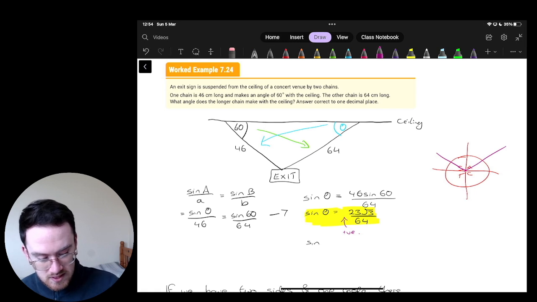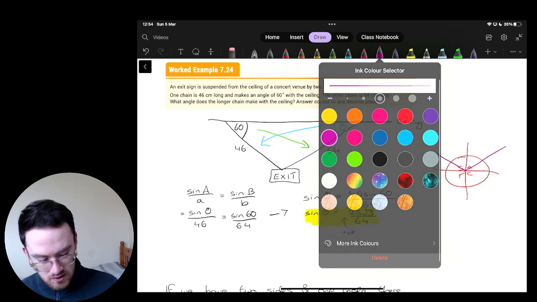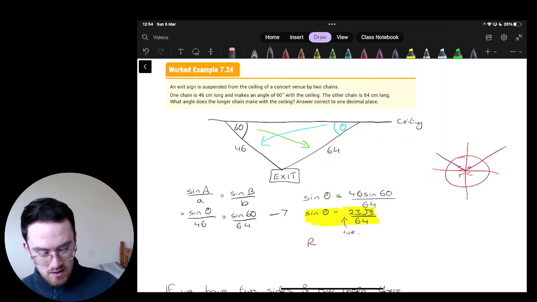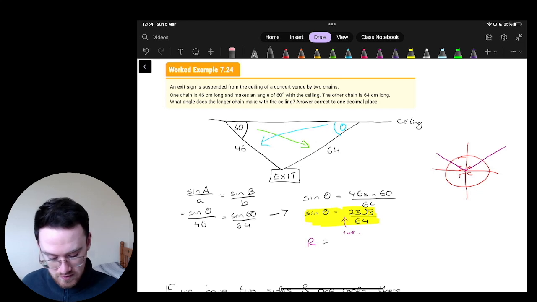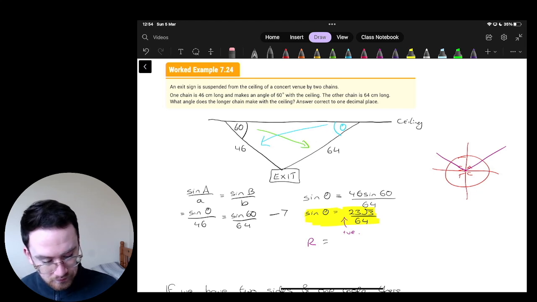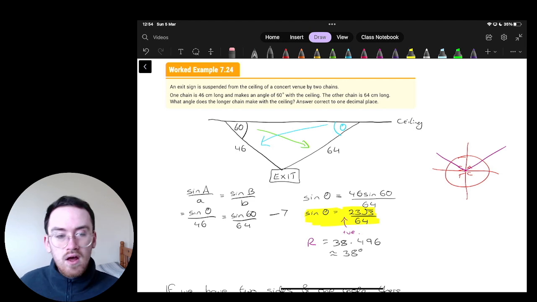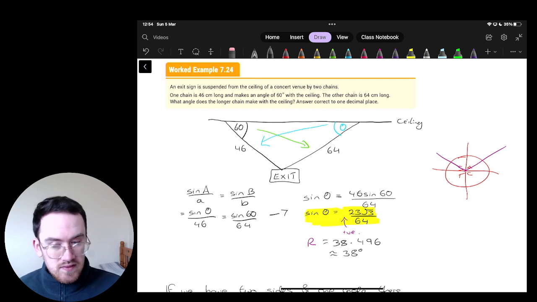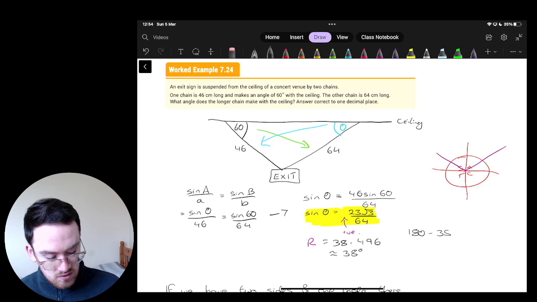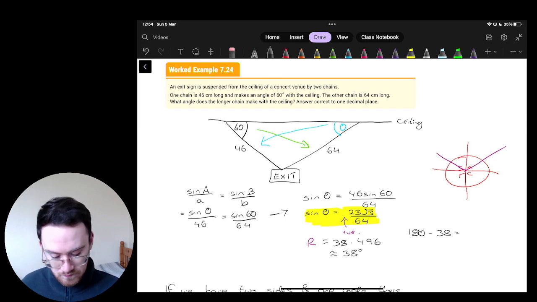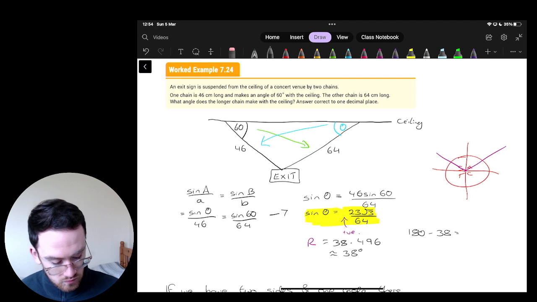So if we were to take the reference angle using the inverse, we can take sine inverse of that answer to see what we get. And we get an answer of 38.496. Okay, we'll maybe round that to about 38 degrees. And if we were to work out then what that leaves in terms of the other angle, that would be 180 minus 38, which gives me an answer of 142.